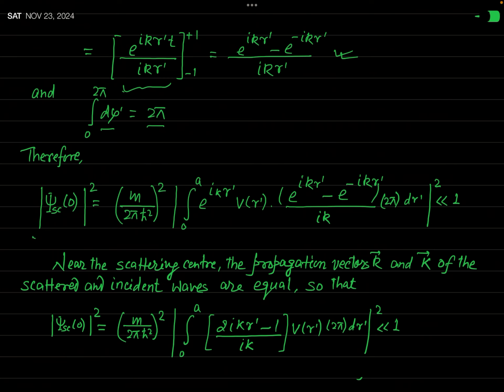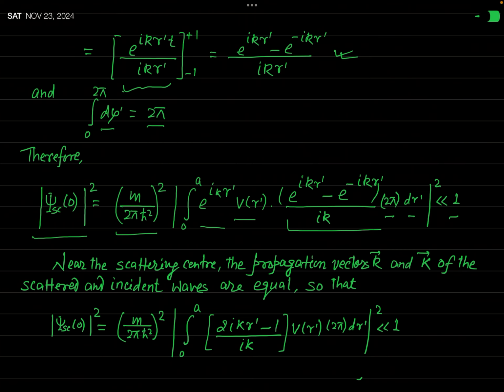Okay. So mod of psi sc of 0 whole square will be equal to m over 2 pi h bar square whole square, and modulus of this much, integral 0 to a e to the power i k r dash v of r dash times this much times 2 pi dr dash, whole square. This should be much smaller than 1. Okay.